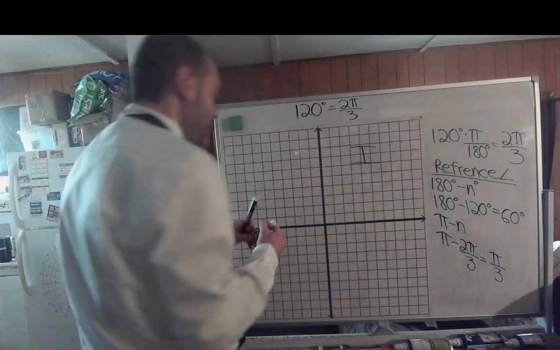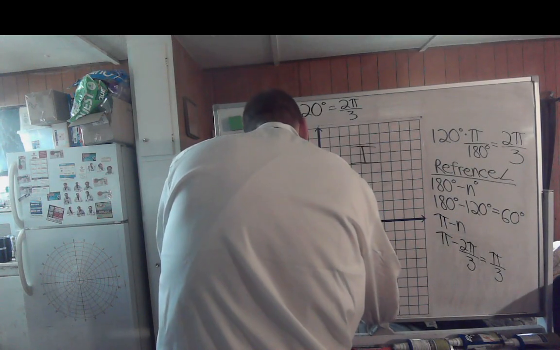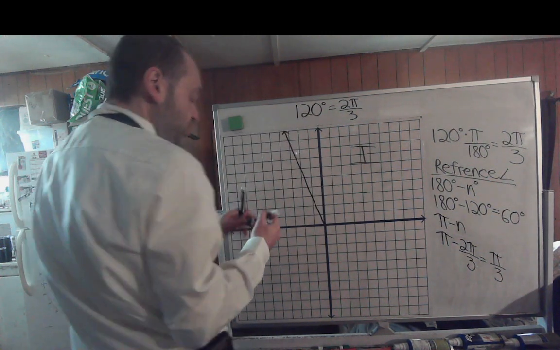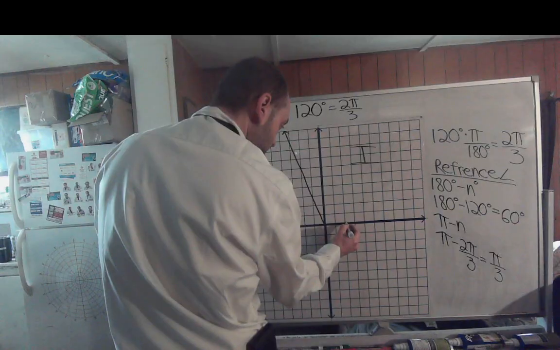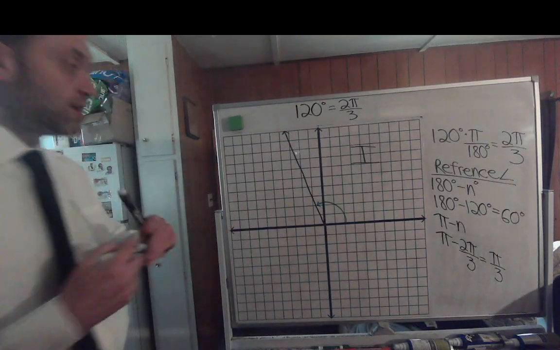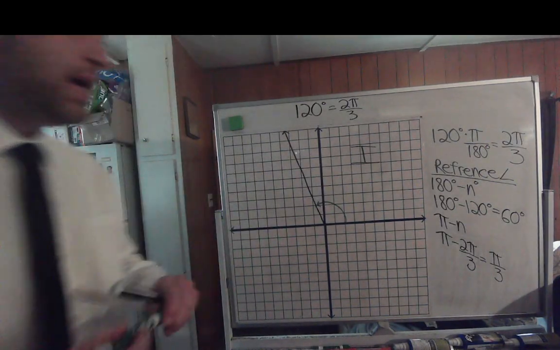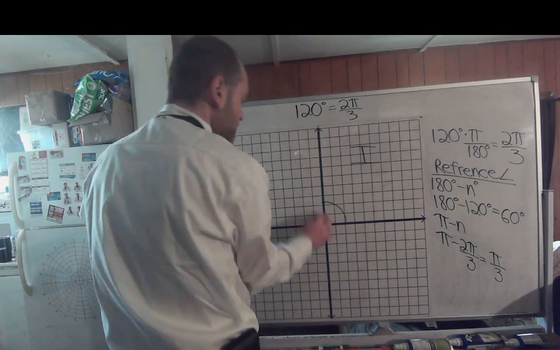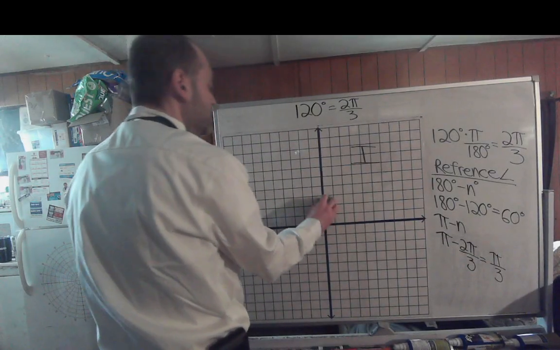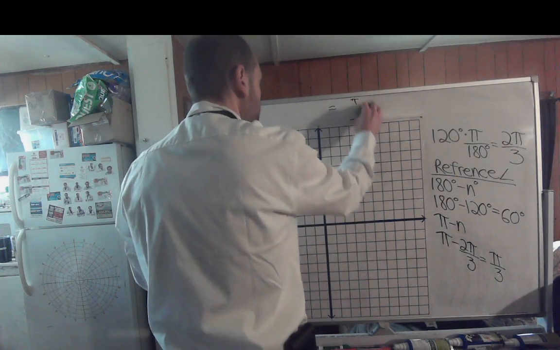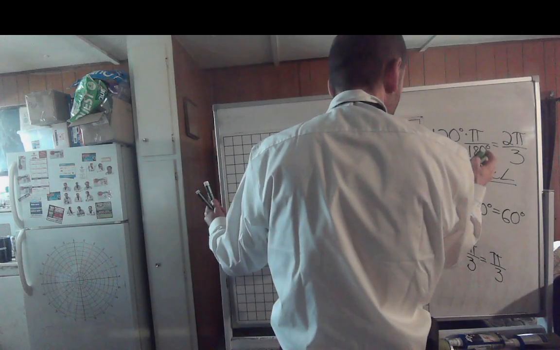So let's sketch that real quick. So let's do 2 pi over 3, treating it like a 60-degree angle in the second quadrant. That's going to start still at 0 and go all the way over here. So there's roughly a 120-degree angle. Now, of course, next would be 135.